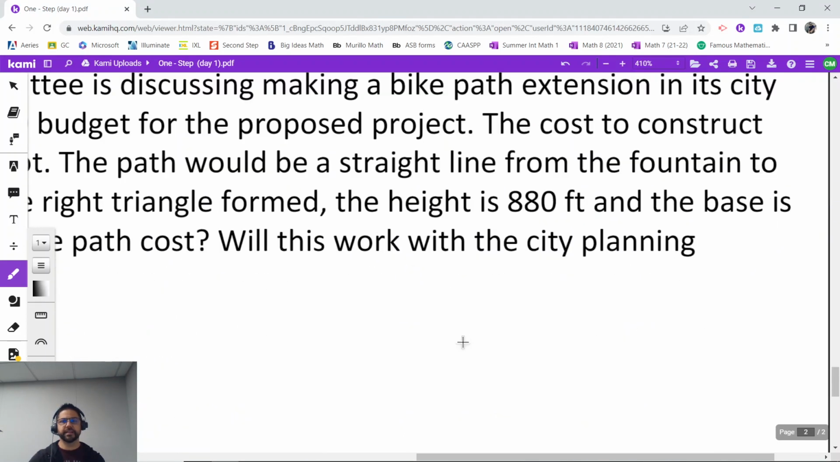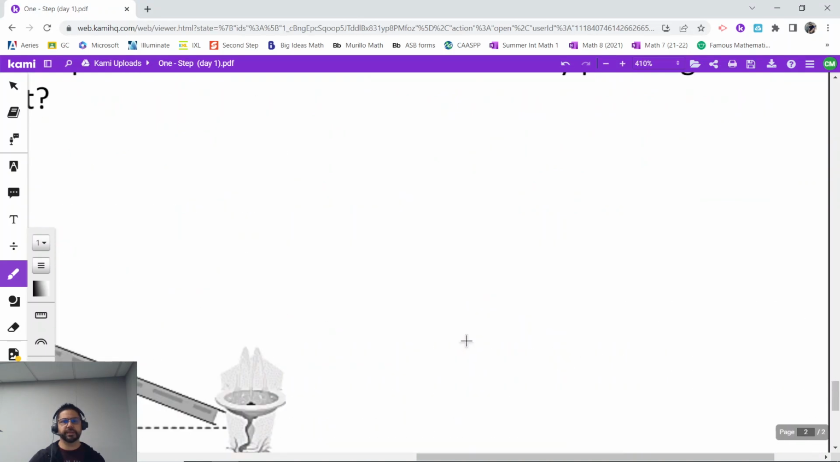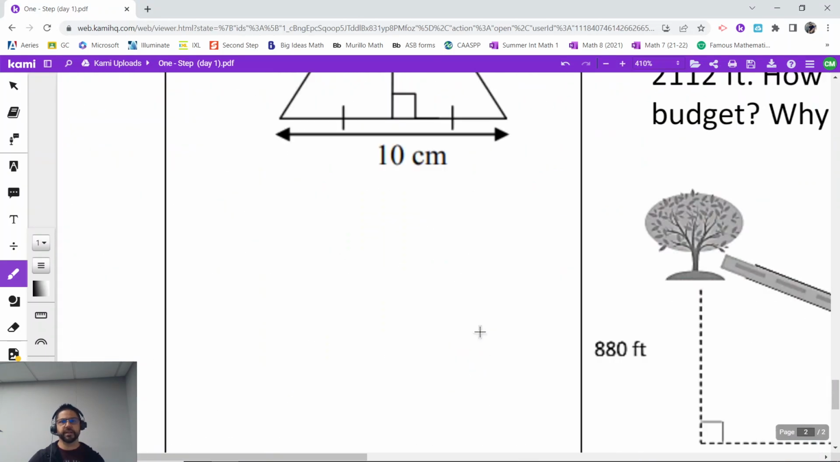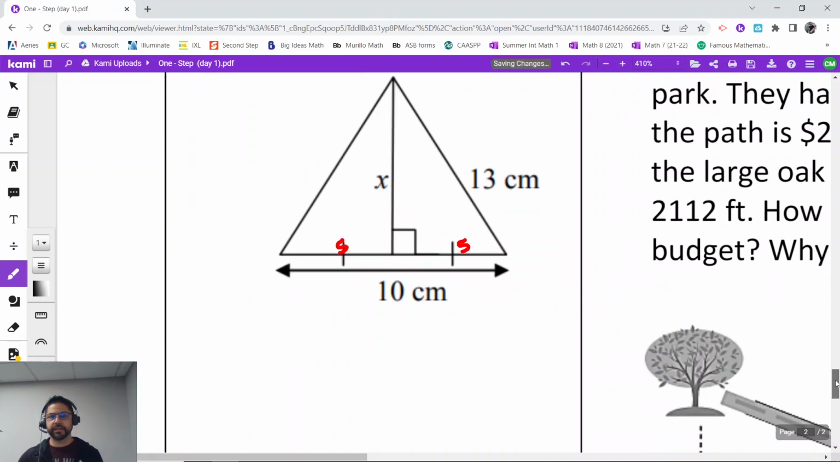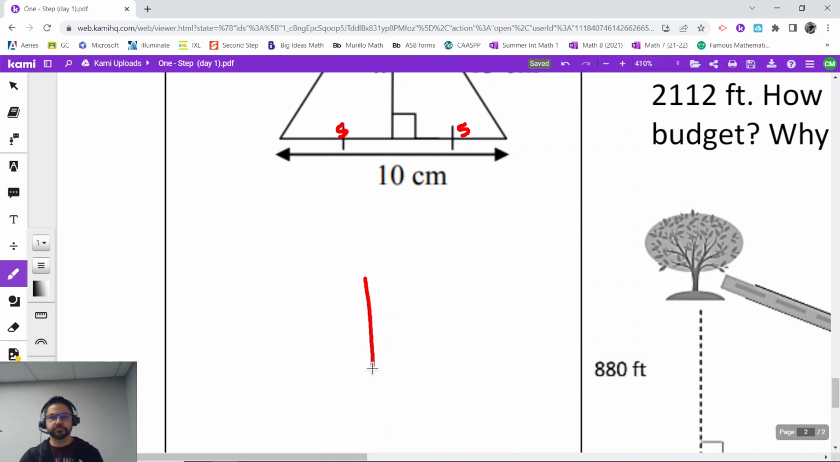All right, and then the last thing I wanted to look at with you is this one right here. So again, a refresher from your Chapter 7 information. Solve for x. So if this is 10 and these are congruent sides, well, we can say that this is a 5 and this is a 5. If you want to rewrite it, we now know that this is 5, this is 13, and this is our unknown.